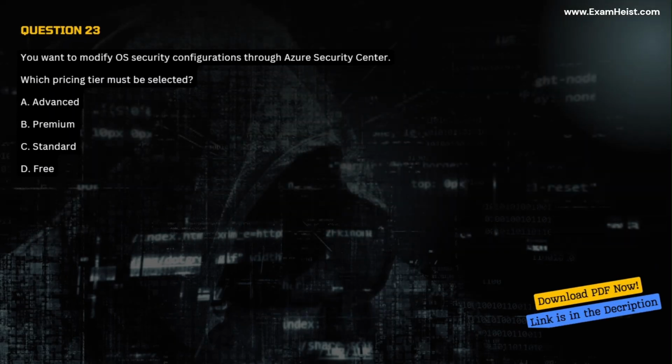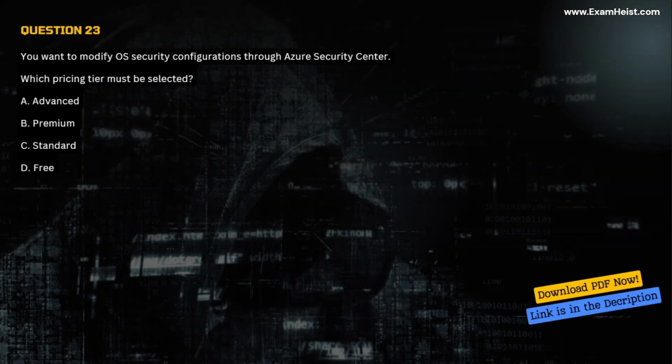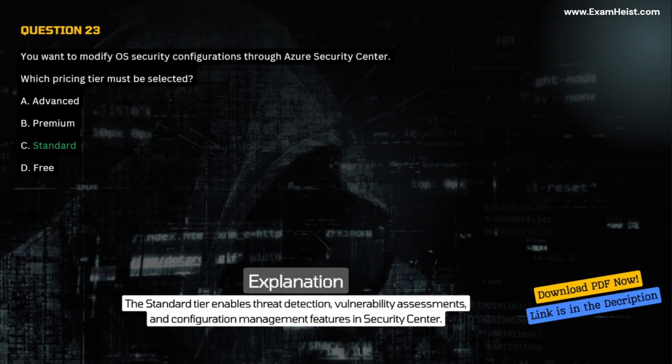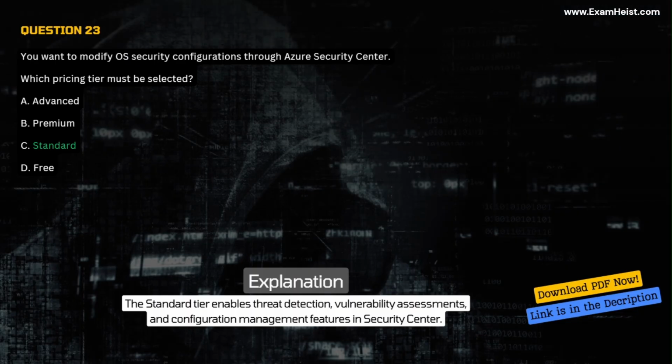Question 23. You want to modify OS security configurations through Azure Security Center. Which pricing tier must be selected? A. Advanced. B. Premium. C. Standard. D. Free. Correct answer, C. Standard. Explanation. The standard tier enables threat detection, vulnerability assessments, and configuration management features in Security Center.